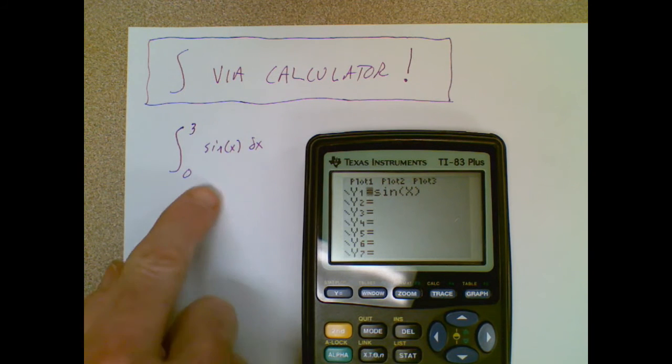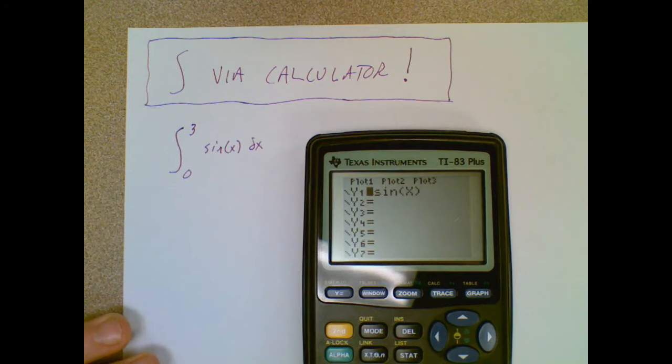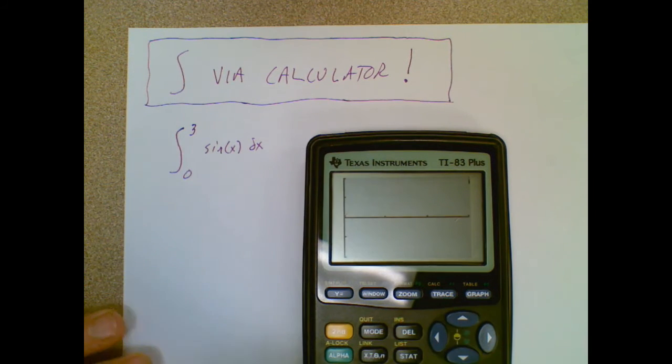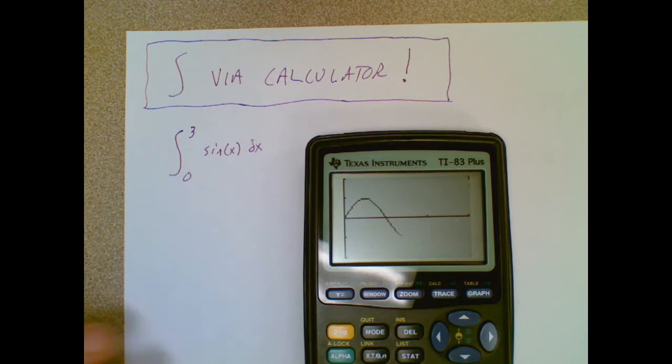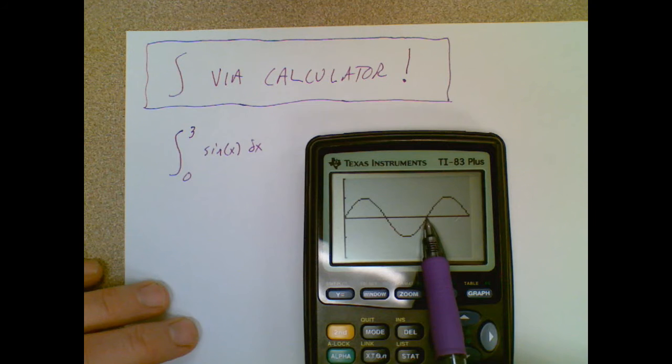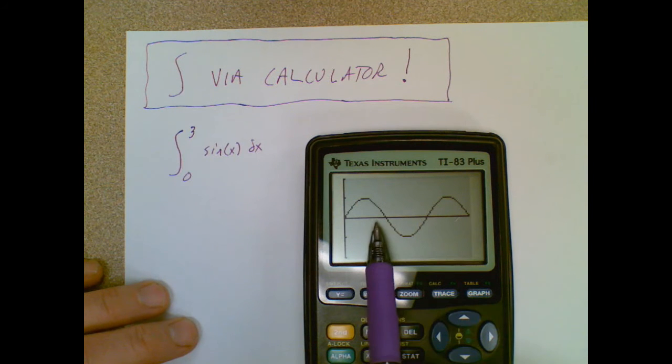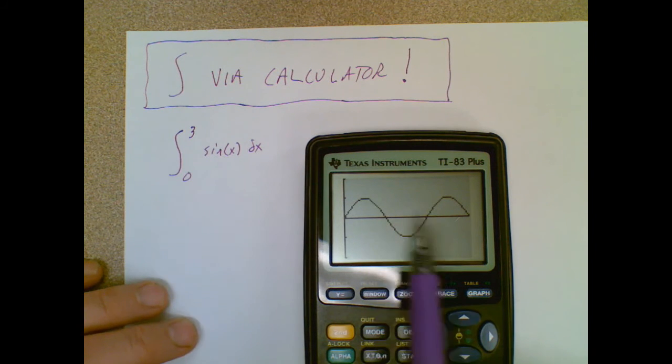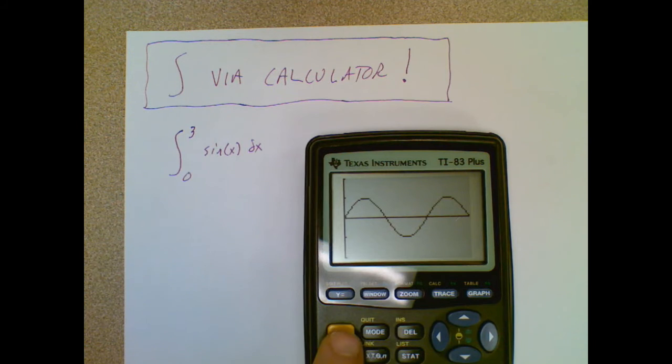So we're going to do the integral of sine of x from 0 to 3. And if I do a graph of sine of x, I've marked my x-axis by units of pi. So this is 1 pi, this is 2 pi. If I'm going the integral from 0 to 3, that means I'm going to end right about there. Well, here's how you do it.